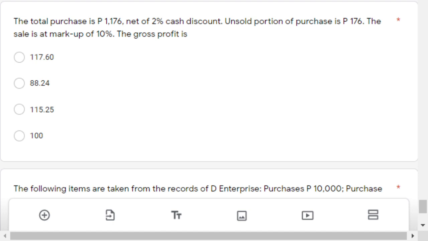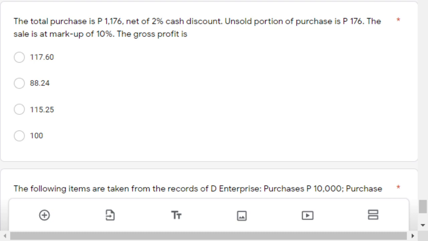Next, the total purchase is 1,176 net of 2% cash discount. Unsold portion of the purchase is 176. The sale is at markup of 10%. So the gross profit is, so again, formula natin, sales less cost, then makukuha natin yung gross profit.